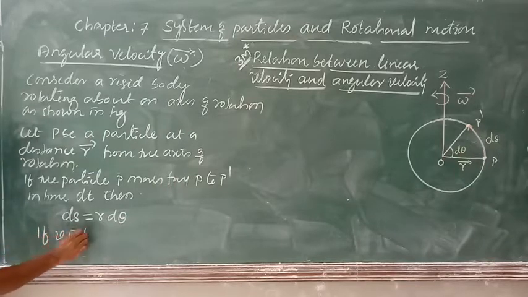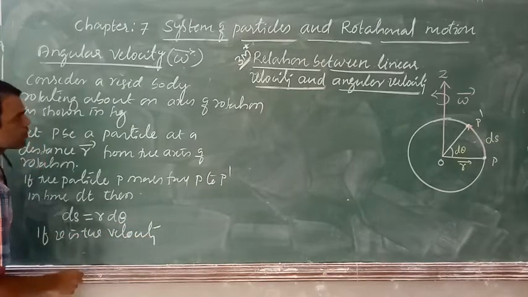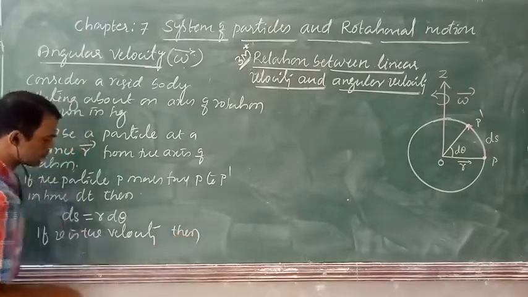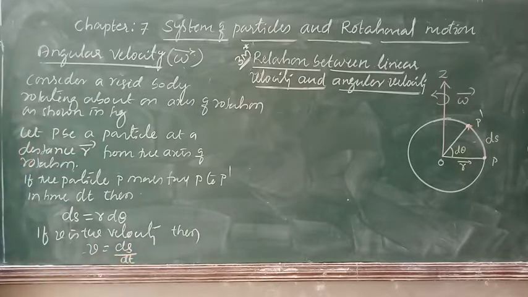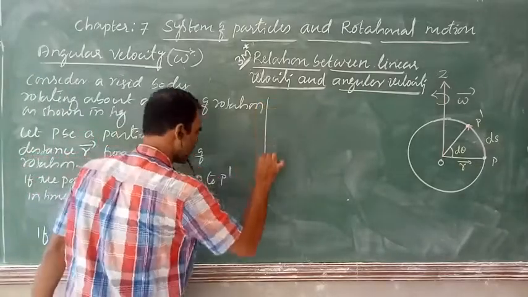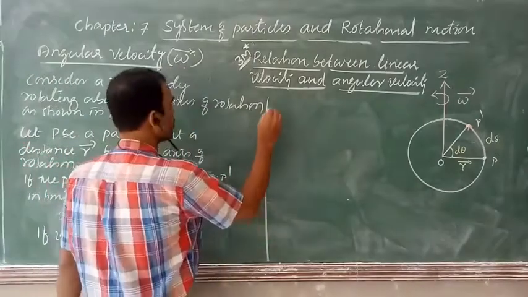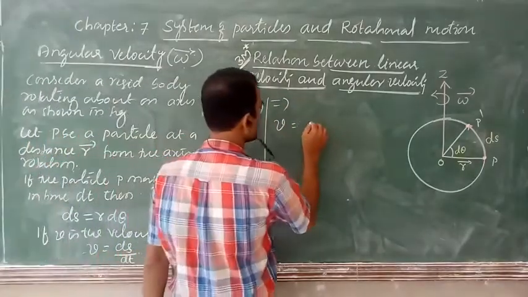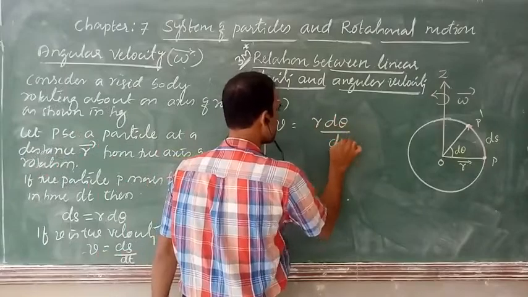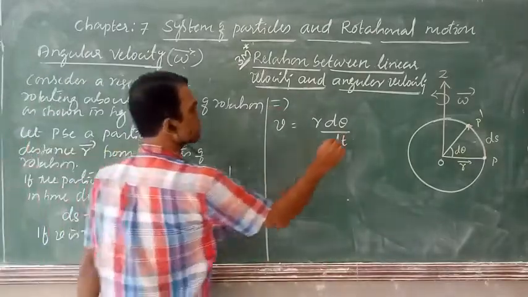If v is the velocity, then v is equal to ds divided by dt. If v is the velocity of the particle, then v is the rate of change of displacement over time taken. This implies v is equal to r d theta divided by dt. We call this equation 1 and this equation 2.